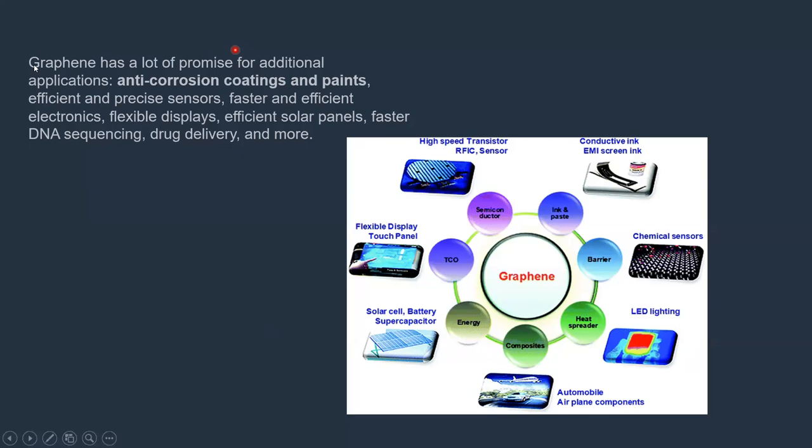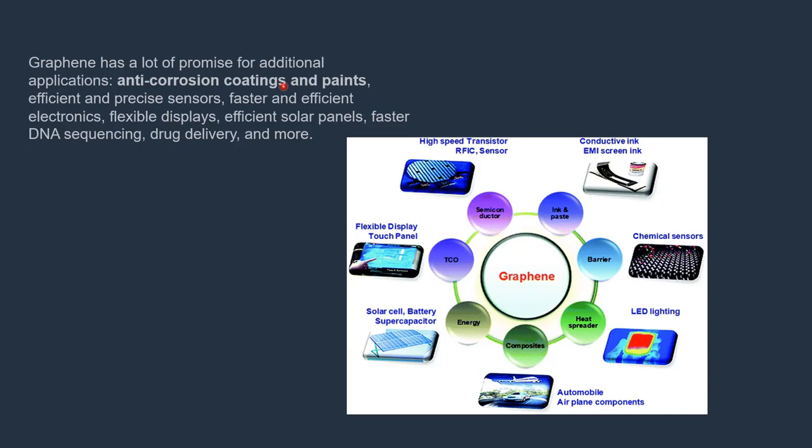So there are many uses for graphene, as graphene has a lot of promise for additional applications such as anti-corrosion coating. For example, normally if we want to resist corrosion, we paint the surface. That is what we do. But there's also another way of protecting the surface from corrosion, by covering it with a layer of graphene. It will be very thin and it will not rust, because the top layer is not exposed to the outer atmosphere, so it will be anti-corrosion.